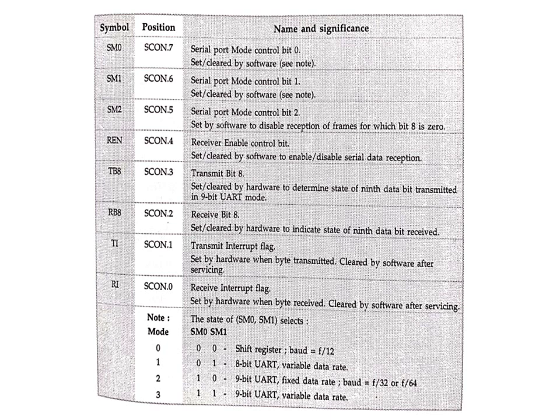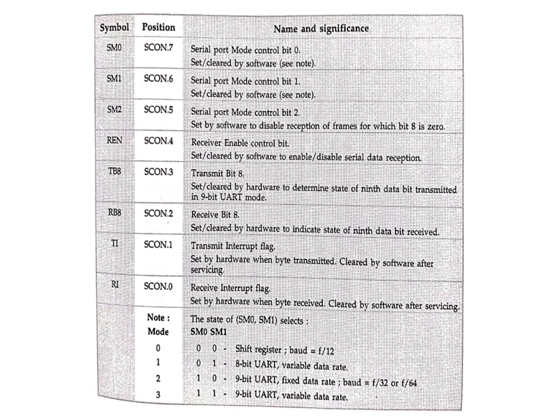The next bit is RB8, that is the second bit. Its position is SCON.2. It is receive bit 8. It is set or cleared by hardware to indicate the state of the 9th data bit received.